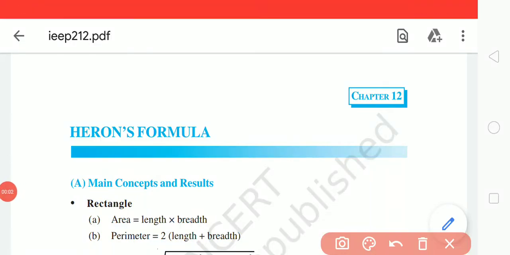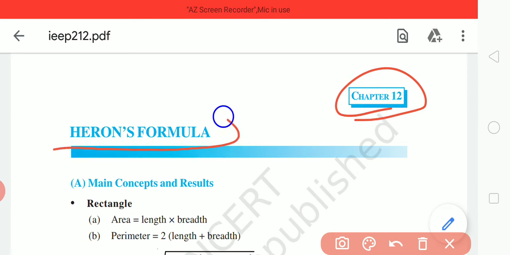Hello everyone, today we are going to start chapter number 12. In this video, part 1, we will just cover the MCQs, right? So let us start the concept and the MCQs of chapter 12, that is Heron formula.